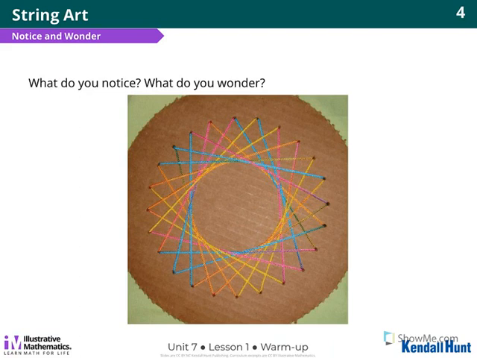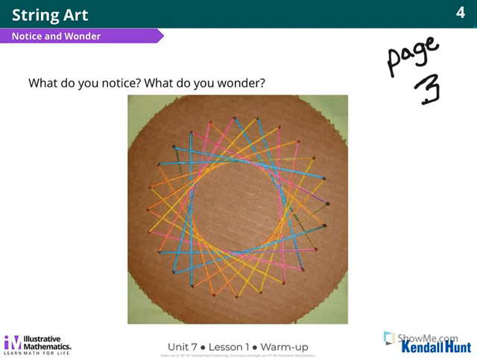For our warm-up, you're going to look at the picture on page 3, and I'll give you guys a minute. You're going to write down, what do you notice? What do you wonder? Raise your hand. What do you notice? What do you wonder? Gage. It's colorful. I noticed that too. Okay.